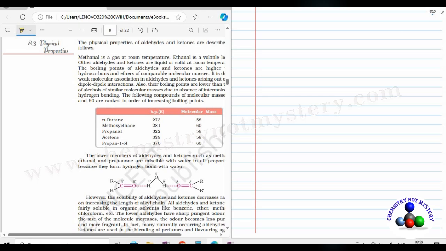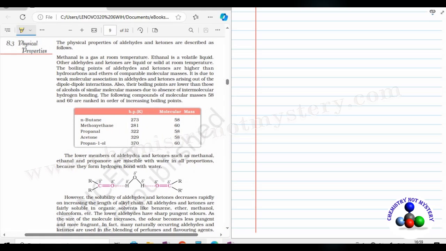Today we are going to discuss physical properties of aldehyde and ketone. So let's read from the book. The physical properties of aldehyde and ketones are described as follows. Methanal is gas at room temperature. Ethanal is a volatile liquid. Other aldehyde and ketones are liquid or solid at room temperature.